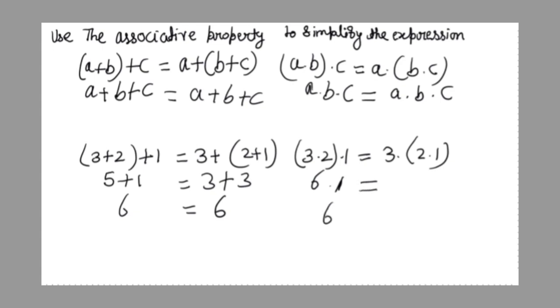Here we group together 2 and 1 first. So 2 multiplied by 1 is 2, and then 3 times 2 is equal to 6. We can see that on both the left hand side and the right hand side we get the answer 6. It means no matter how we group things together, we won't get a different answer, we will get the same answer. And that is the feature of the associative property, which is the most fundamental and most usable property in algebra.